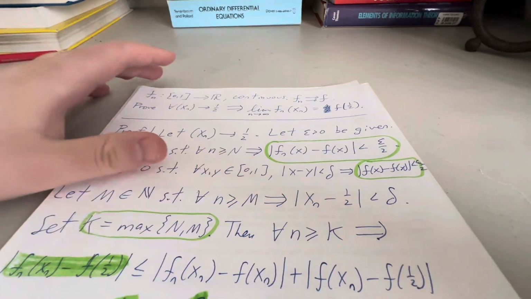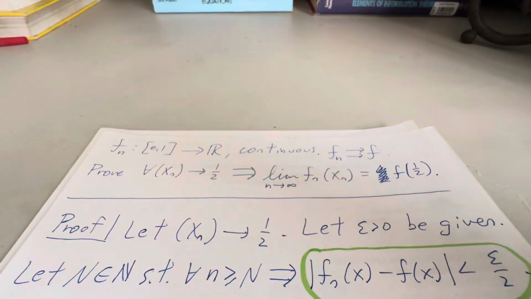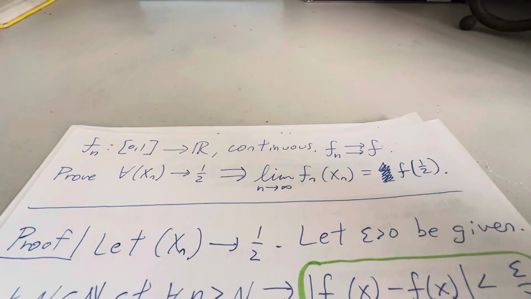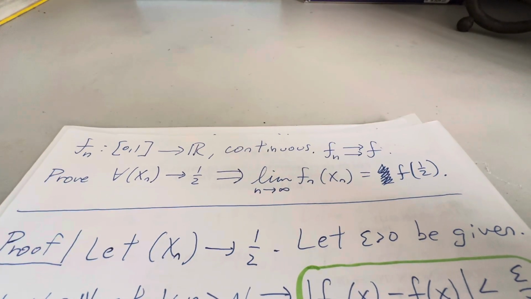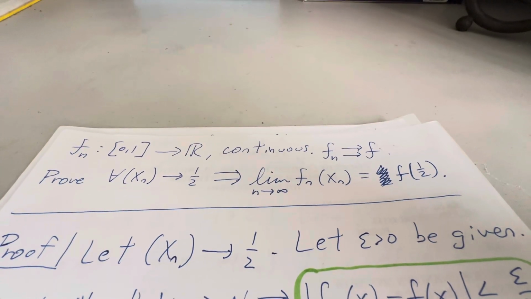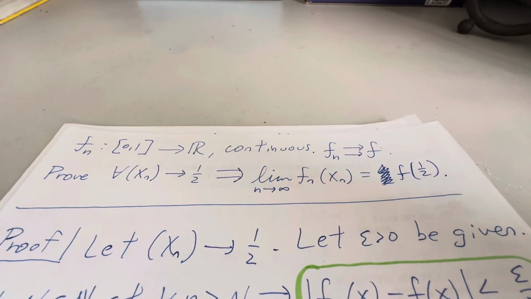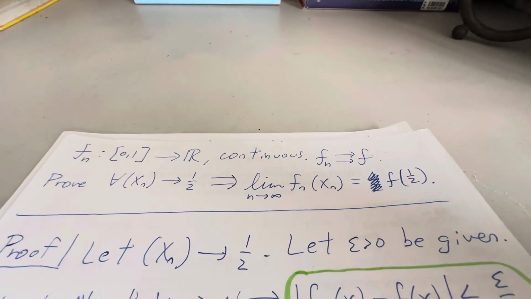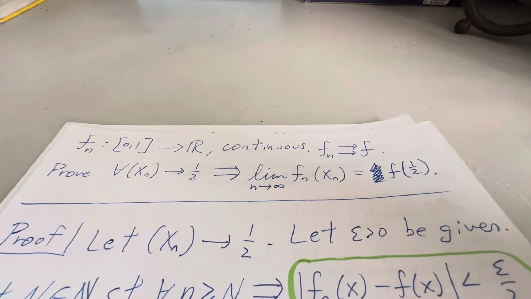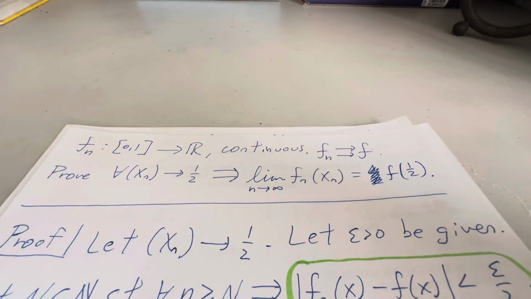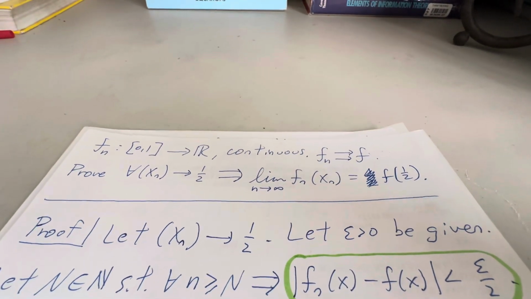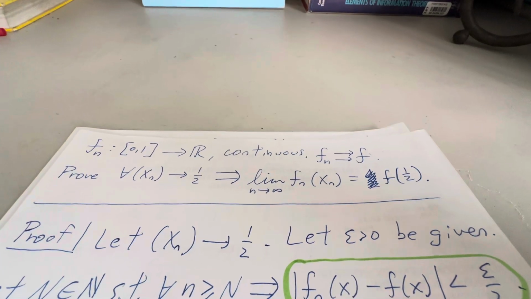Now let's do the first problem. We have a sequence of continuous functions fn. They're defined on the compact unit interval, they are real valued, and they're all continuous. We assume that fn converges to f uniformly, so the double arrows mean we have uniform convergence. Prove that for any sequence xn that tends to 1/2, the limit of fn(xn), as n tends toward infinity, is equal to f(1/2).